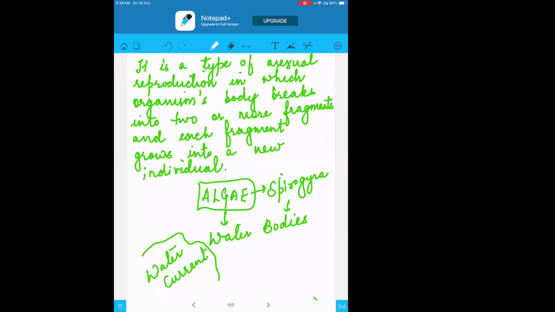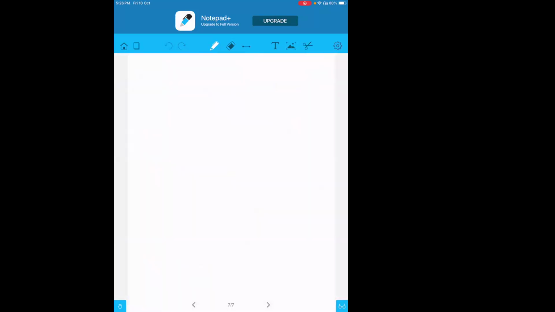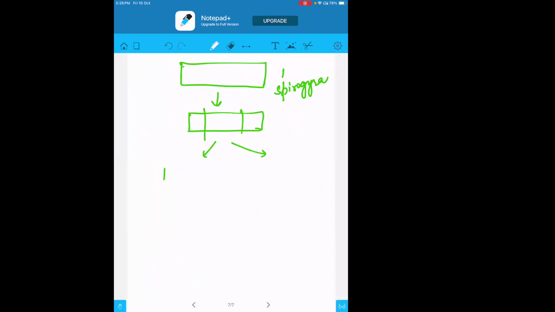And when they break down into several fragments, each piece, for example, now I'll draw the diagram and explain. Suppose this is one Spirogyra. Now they are present in the water. For example, the water current has come. Automatically, what happened? It breaks down. Now, when they broke down, how many pieces have we got? We have got 3. Now, these 3 pieces, see, two things are possible.